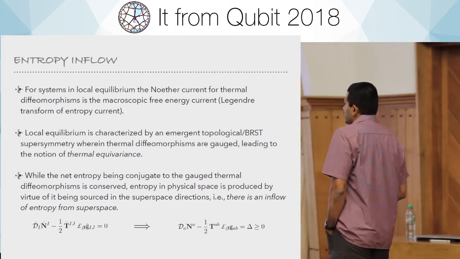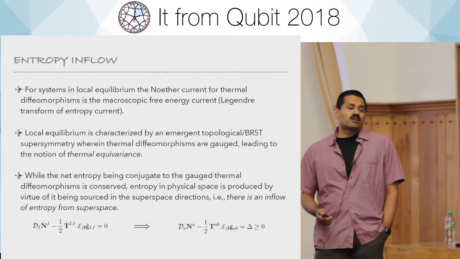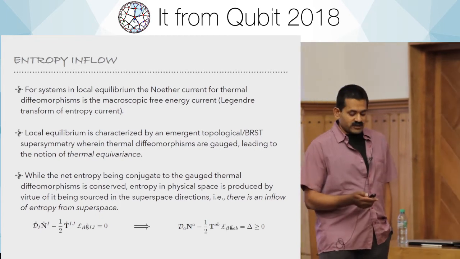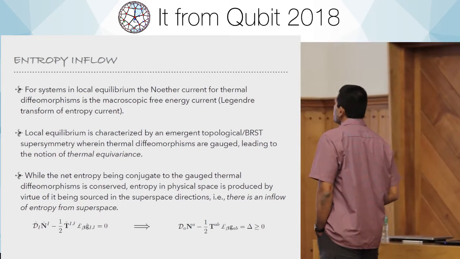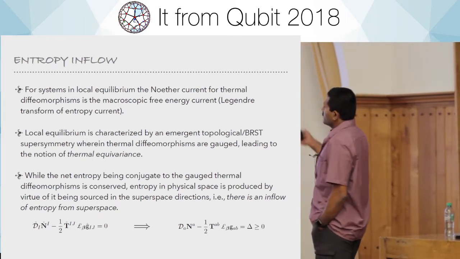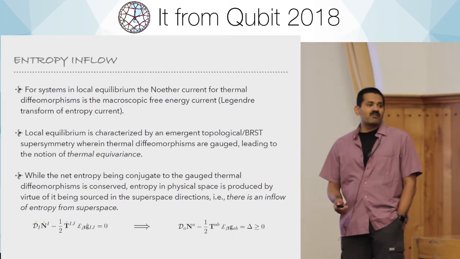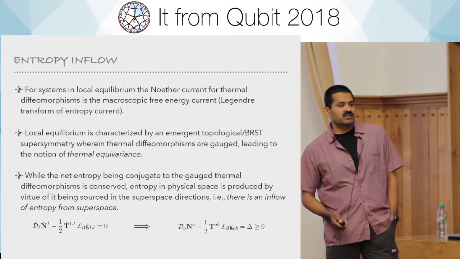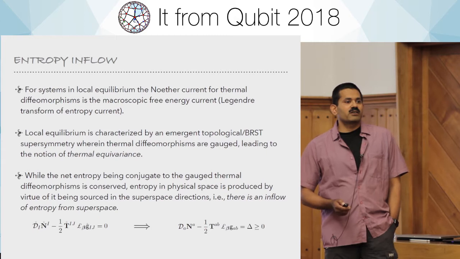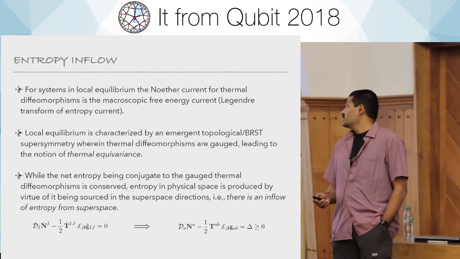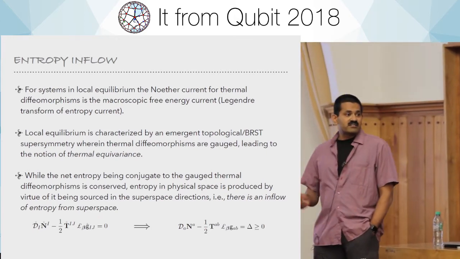So first is that for systems in local but not global equilibrium, there is an entropy current, a local current for entropy, and its Legendre transform you can think of as a free energy current, and this free energy current is a Noether current. We know this statement to be true in the context of stationary black holes from the Wald construction, but it transcends that.